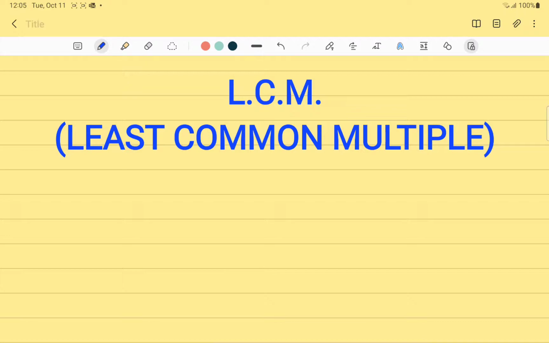For example, if we have 2 and 3, 6, 12, 18, 24 and so on are the common multiples, but the smallest one, which is 6, will be known as LCM. Now we will try to find LCM of two numbers, say 12 and 18.